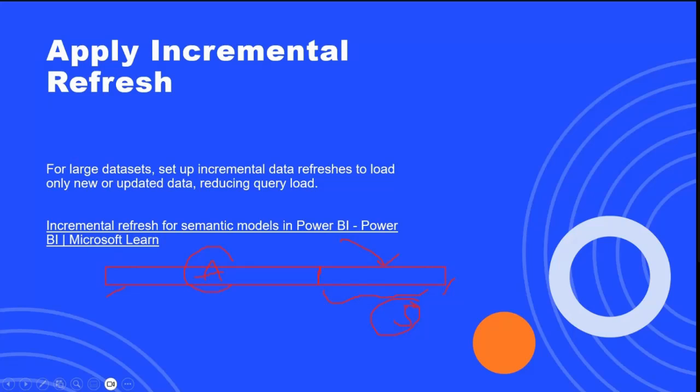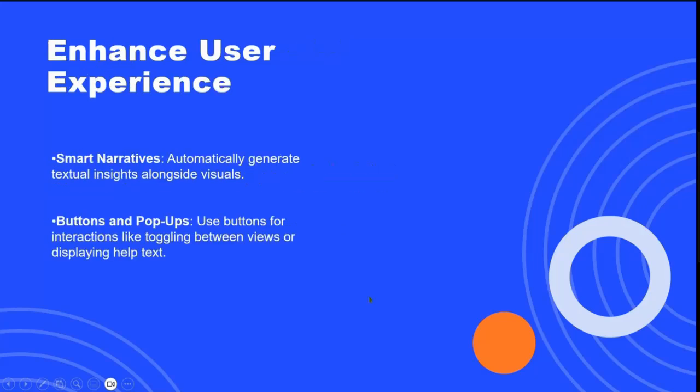So this archive data, you can skip it and just incrementally refresh from a particular point of time. That is a feature you have to use in Power BI so that it reduces the load of unnecessarily refreshing the previous data which is not required. Thereby it reduces the query load, right? You can just go through the documentation, you'll be able to understand it. But whenever you are working on projects, these things would make your report efficient.